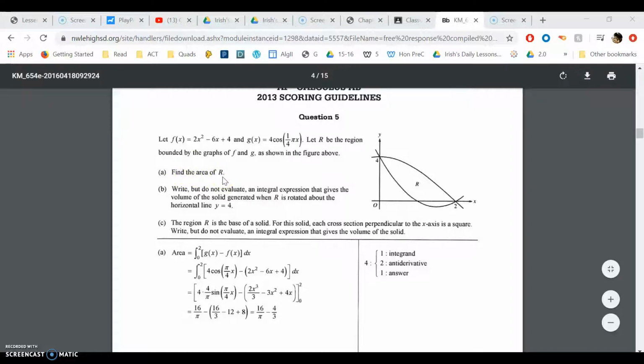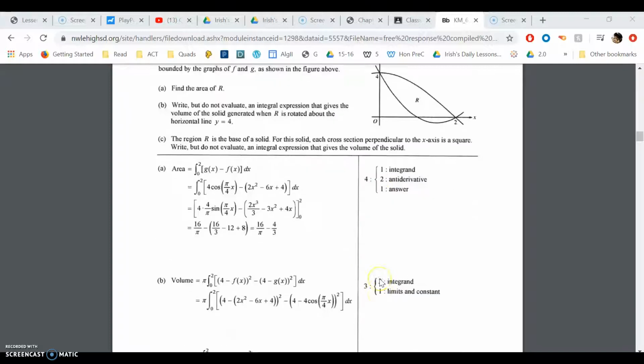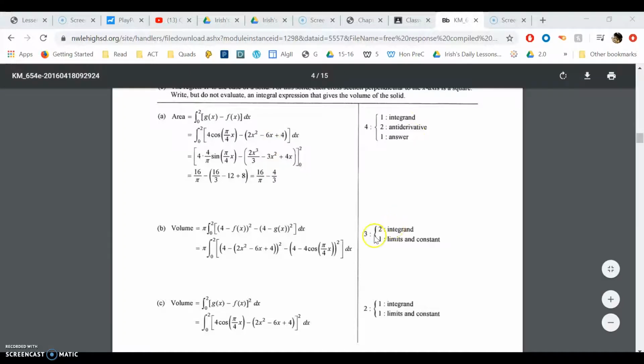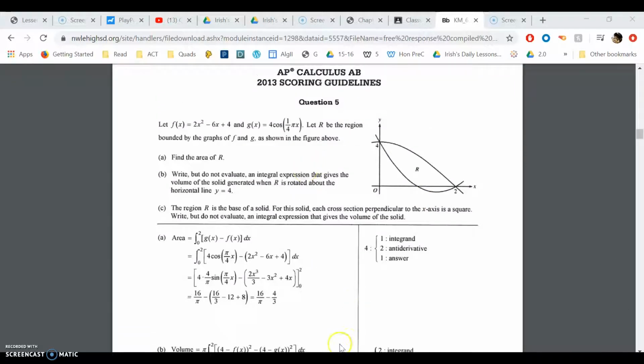For this one, you actually have to find the area, there's no calculator involved, so we're going to find the actual area. This is worth 4 points. If you want to see all the points, I'll show them to you. The first part is worth 4 points, the next part is worth 3 points, and the last part is worth 2 points. So the first part is pretty important. Okay, so let's do it.